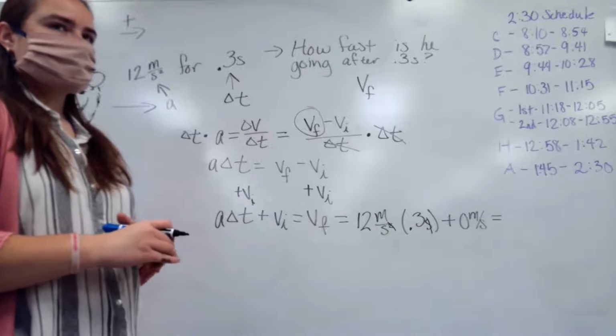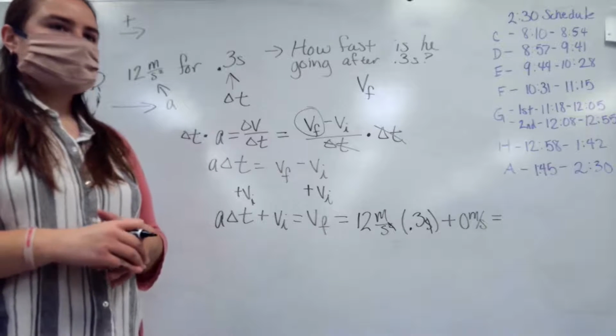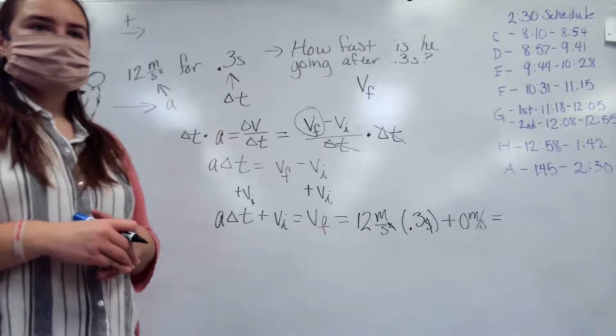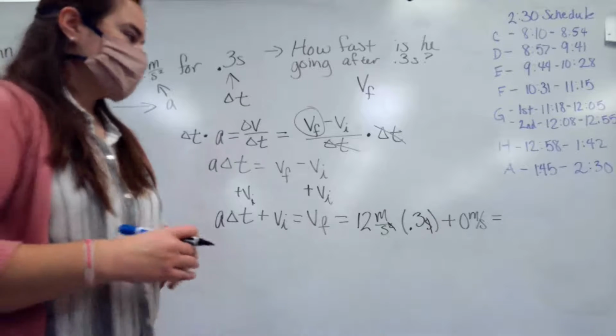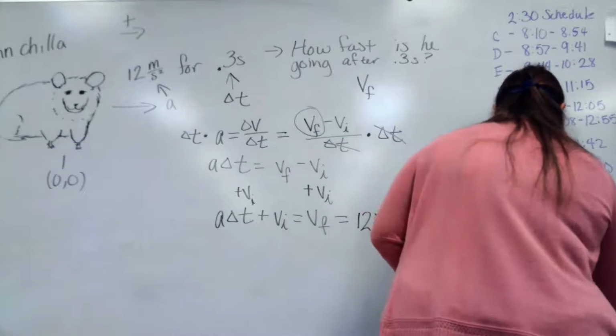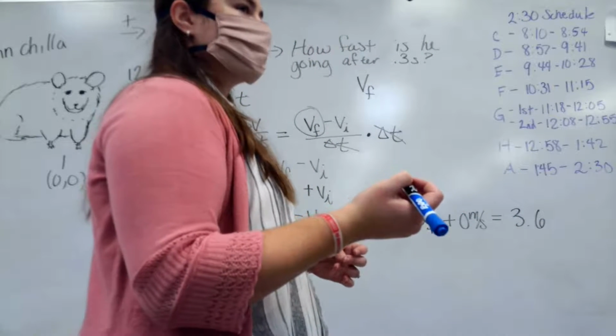Because 0.333 repeating is a third. So what do we get? Yeah, 3.6. What was it? 3.6? Did you say, it sounded like you said 0.36. I said 0.36.